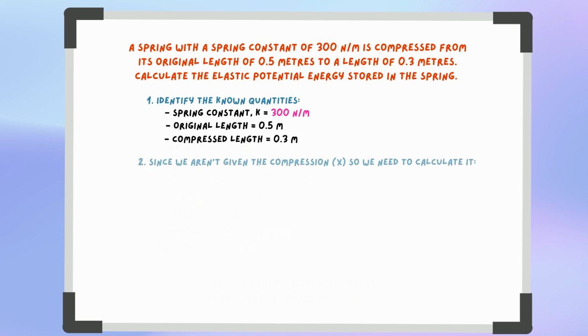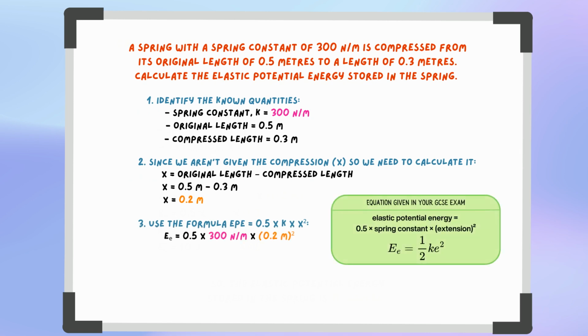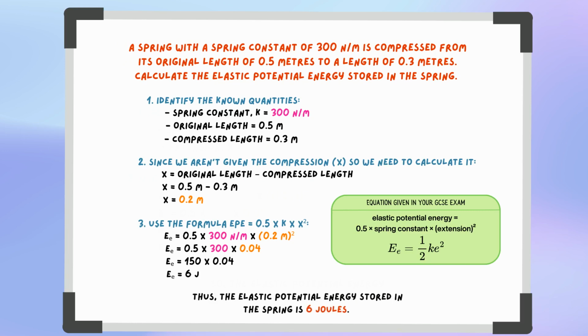Again, we aren't given the compression, but instead we are given lengths. We need to calculate the compression. 0.5 meters minus 0.3 meters gives us a value of 0.2 meters. Lastly, we can now use the formula and plug our values in. 0.2 squared is 0.04, and 0.5 times 300 is 150. 150 times 0.04 leaves us with a final value of 6 joules. By working through these examples, we can see how to properly apply the elastic potential energy formula to different scenarios.